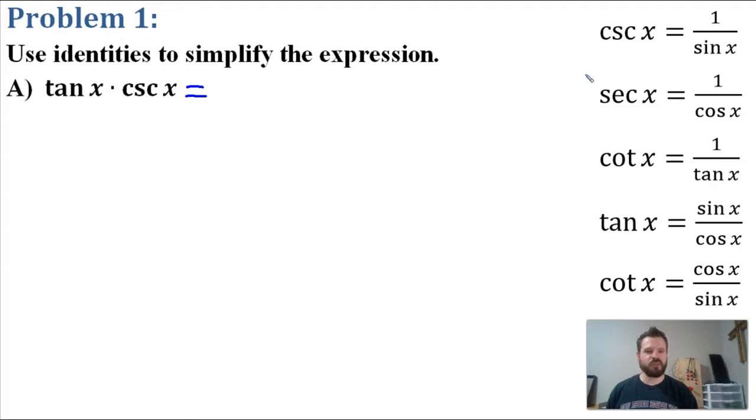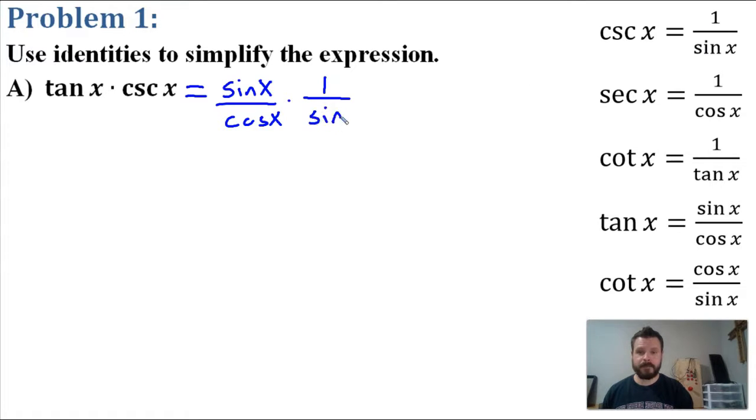And I've only got the first 3 of my reciprocal identities. Typically we're not going to rewrite sine, cosine, and tangent in terms of cosecant, secant, cotangent. We will go the other way around though. So first thing, tangent x, I'm going to rewrite that as sine over cosine. And then times cosecant x, I'm going to rewrite that as 1 over sine. Now I have everything in terms of sines and cosines.